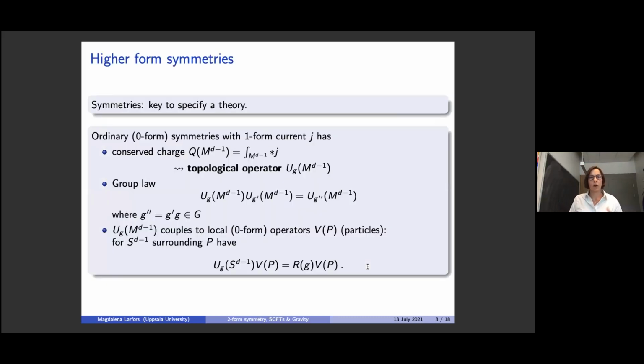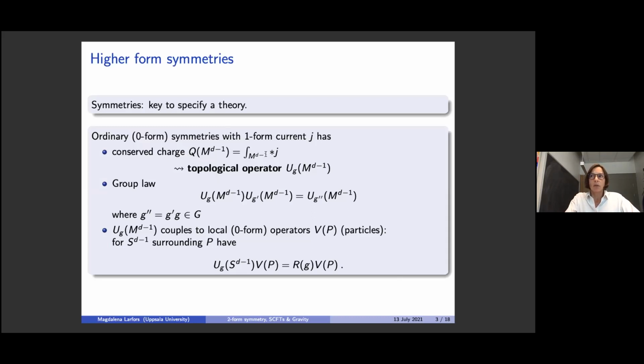Okay, so higher form symmetries is something that has been studied for a long time now, but it might be good to review them quickly to make sure that everyone is on the same page. So let's start with an ordinary symmetry. As you all know, an ordinary symmetry, if it's continuous, has a one-form current, and from that we can form a conserved charge by integrating the dual of the current over a codimension 1 part of our space-time.